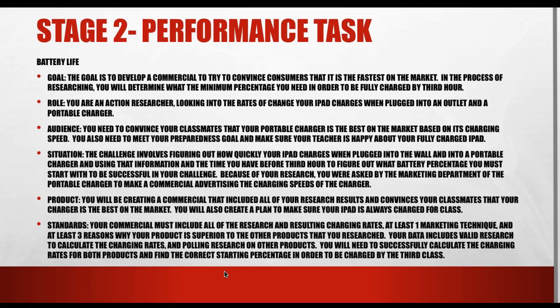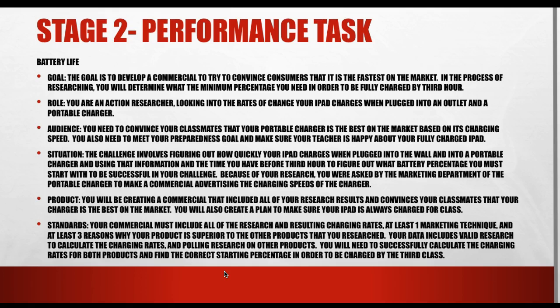In stage 2, I thought long and hard about what kind of performance task I wanted my students to be able to complete. I wanted it to be real, and I wanted them to really have to think and do something unique with their product. So I came up with this scenario that they are going to be developing a commercial to try to convince consumers that their charger is the fastest on the market.